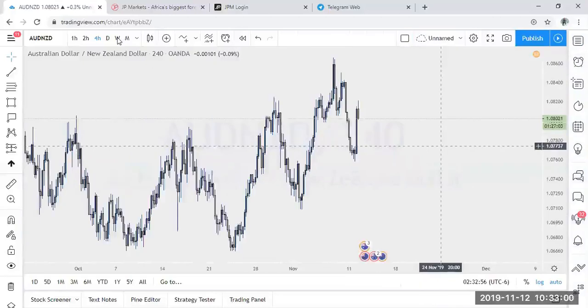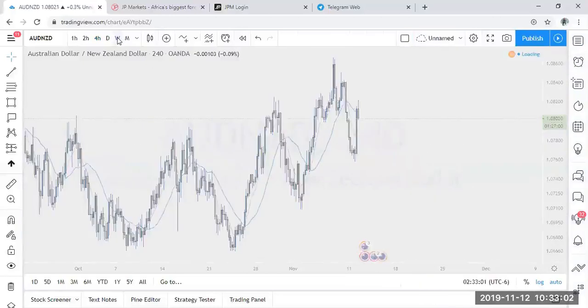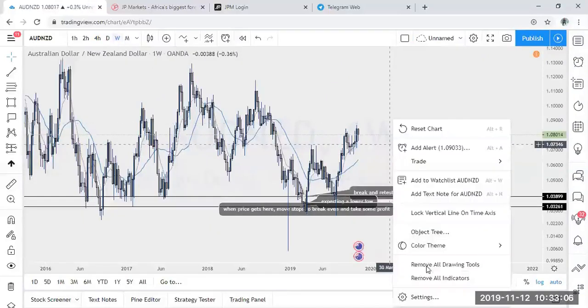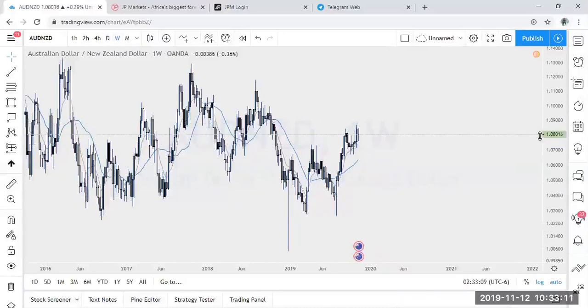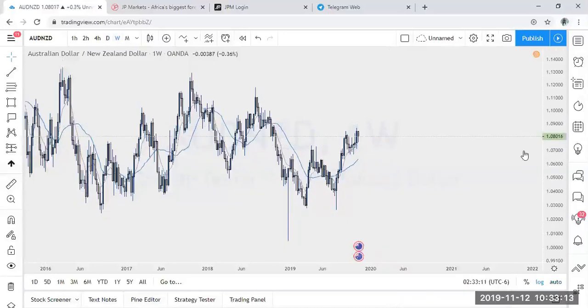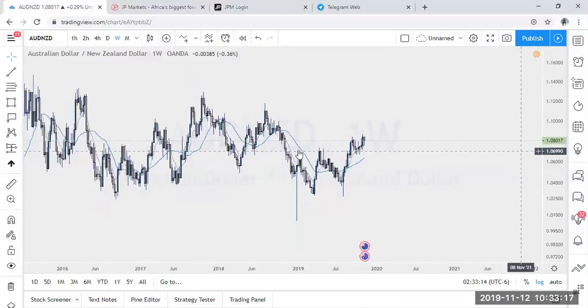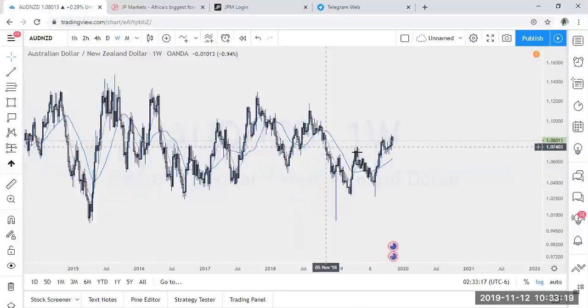Let's go over to the weekly chart. Just remove the drawing tools. Okay, perfect. So here on the weekly chart, looking at the way the market is moving structure-wise, here we have support, here we have resistance, here we have support. Just looking at that, we can see that price is in an uptrend.